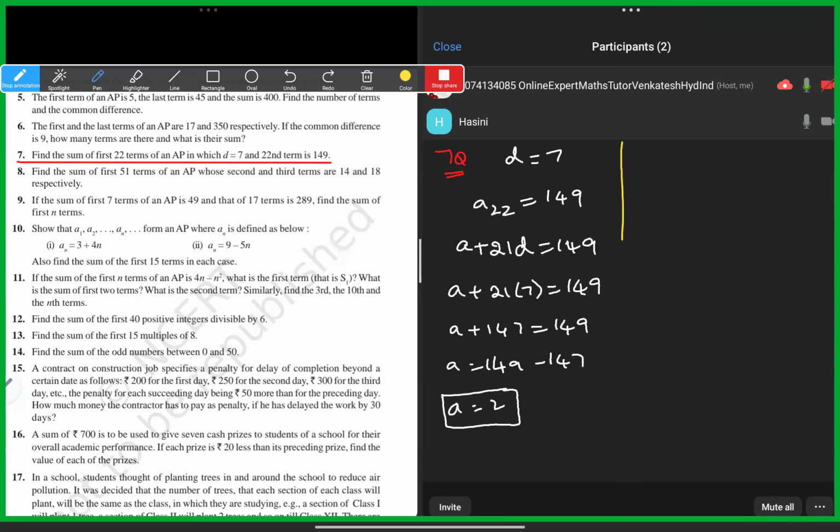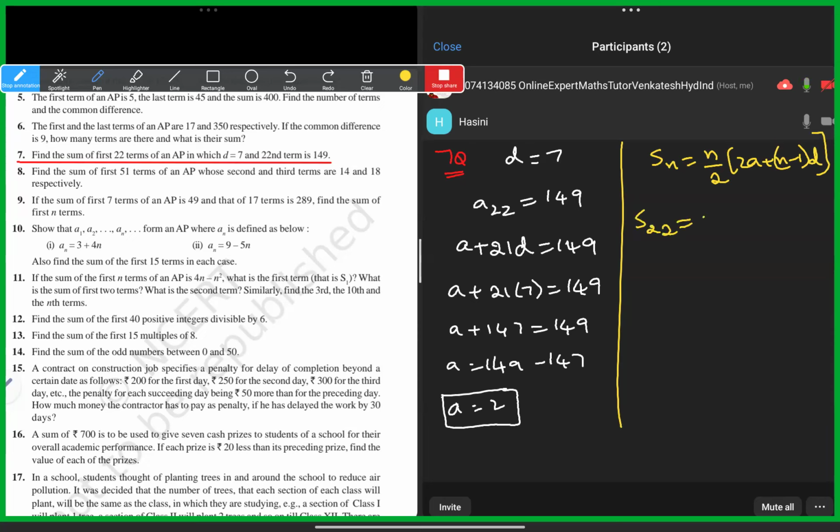Now, Hasni, what I am doing is this. Using A22 we found out a also. d is already given in the question. Now they're asking the sum of 22 terms, which means S22. So Sn is equal to n by 2 into (2a plus (n minus 1) into d).